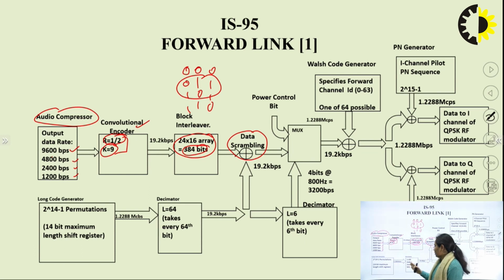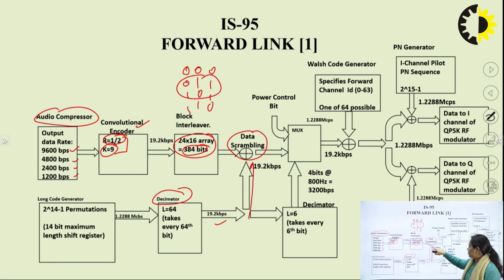Now this has been applied to a decimator. Now the work of this decimator is to reduce the number of bits in between the actual sample points. Now the output of this will be 19.2 kbps. Now this will be data scrambled with the input bit, and then a mux is required.